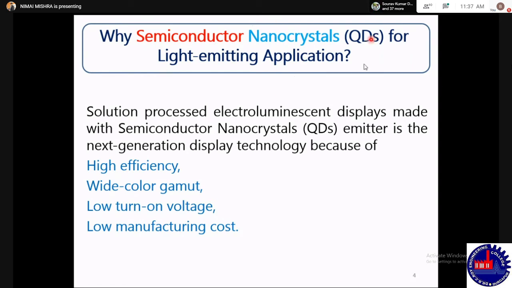Now, why should we use semiconductor quantum dots for light emitting applications? This is because of solution-processed electroluminescence displays. This is called electroluminescence. What does it mean? Lumination means you are getting a photon out, and electro means current. So you give a current and you get a photon. What is a photon? It is light. It is the basic principle of LED light. You switch on the light, you give electricity, and some light comes out from that bulb. That is the white light coming.